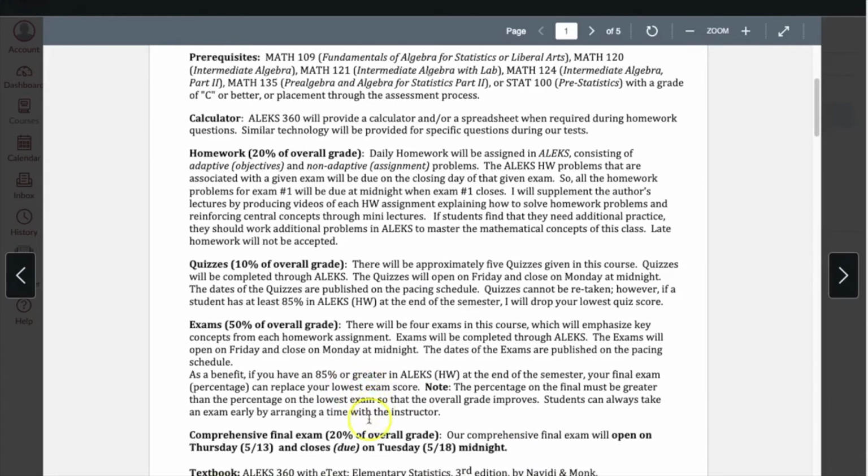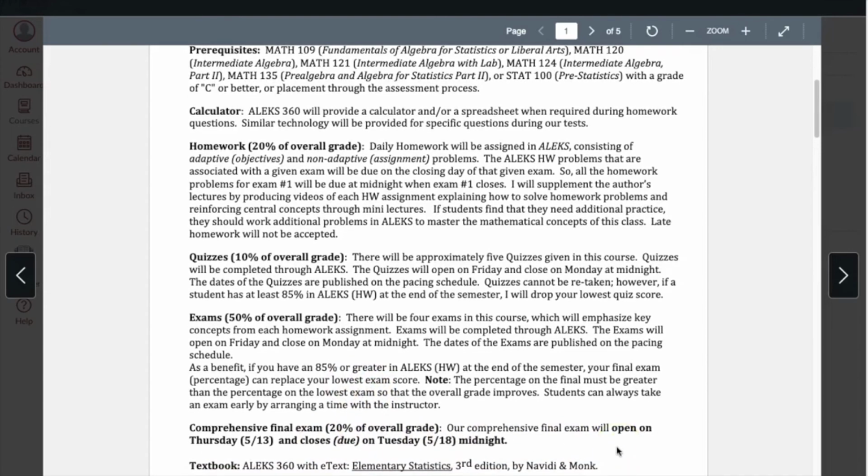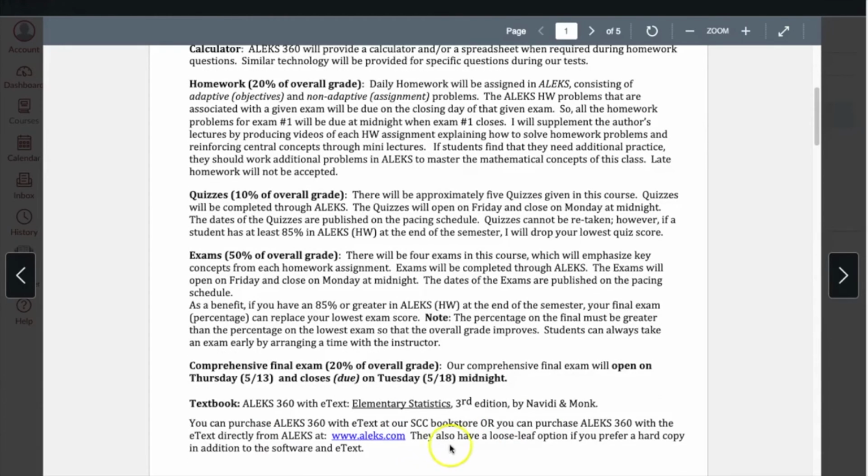The final is a comprehensive final, and that is 20% of your overall grade. And that opens Thursday, the 13th of May, and closes and is due at midnight on the 18th of May. Now, I don't think I'll pull up that pacing chart, but it's on the pacing chart.